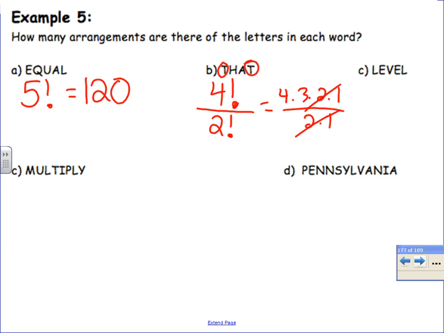So go ahead and take your calculator. I want you to type in 4, math PRB, number 4, divided by 2, math PRB, number 4, hit enter. Make sure you get 12.